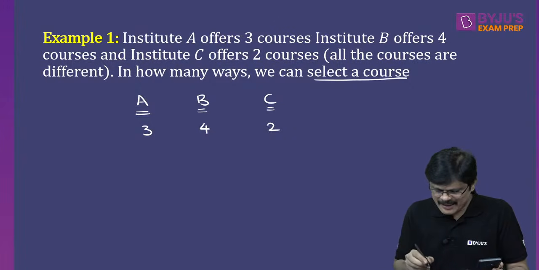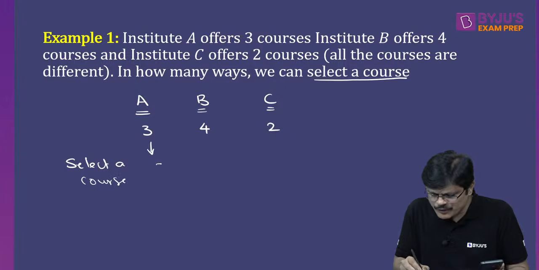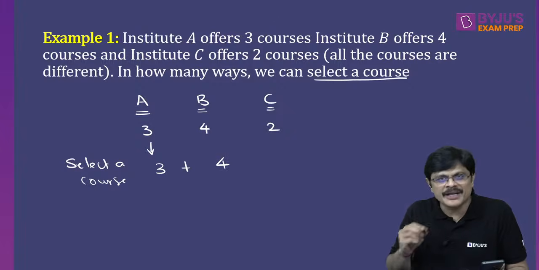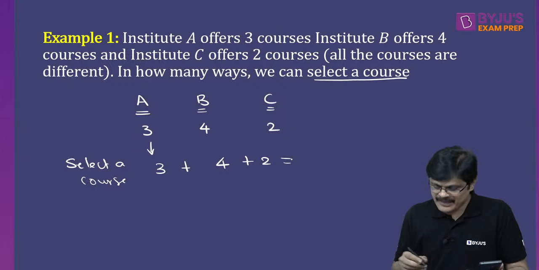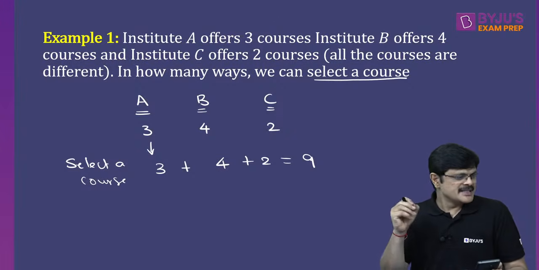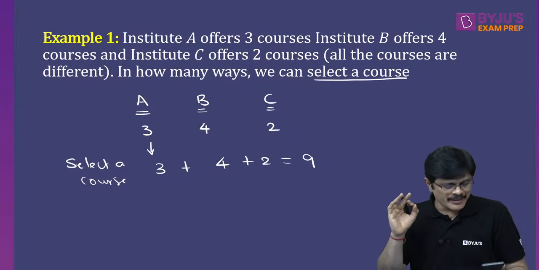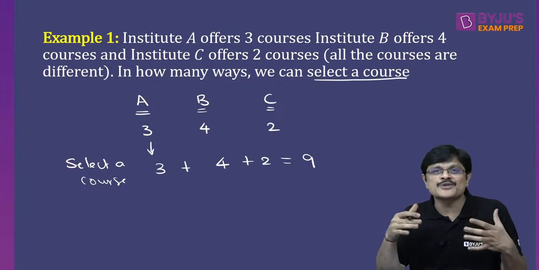See, my dear friends, if you want to select a course, you can select any one of the course from Institute A, or you can select any one of the course from Institute B, or you can select any one of the course from Institute C. So it is 3 plus 4, 7 plus 2, 9. Am I clear? See, here we are assuming that there is nothing common between these courses.